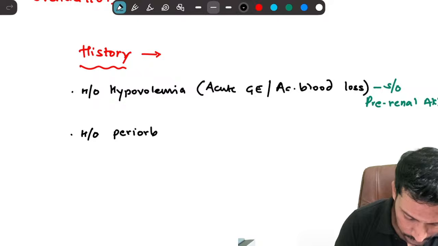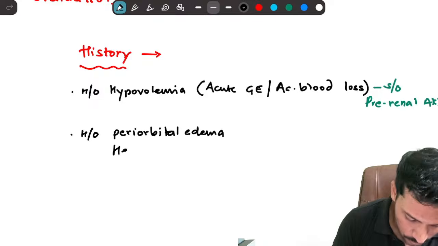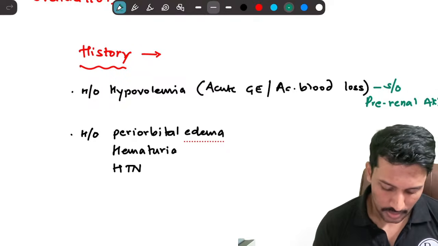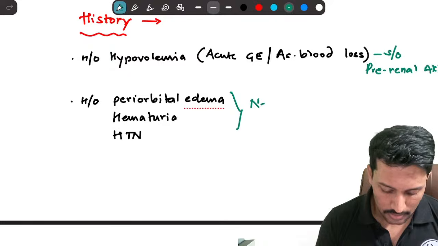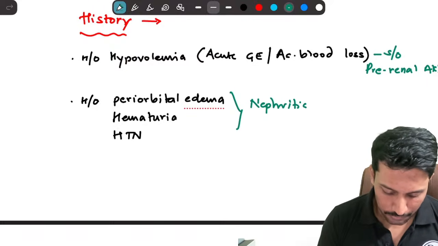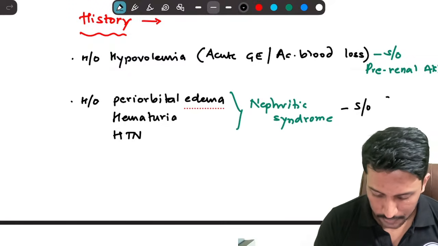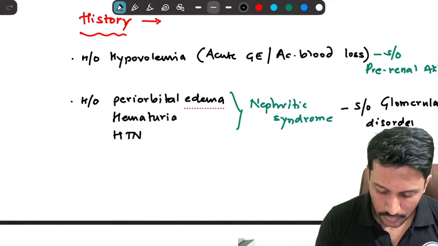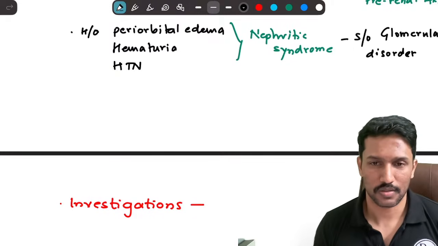Then the second thing you are looking at is history of periorbital edema. So if someone's creatinine is high and he gives a history of periorbital edema, presence of hematuria and hypertension, what is it pointing towards? It is pointing towards acute nephritic syndrome, right? It is suggestive of nephritic syndrome, and nephritic syndrome may be suggestive of glomerular disorders. It could be post-infectious glomerulonephritis, IgA nephropathy, or any of the other glomerular disorders.